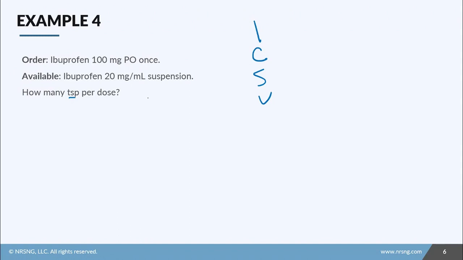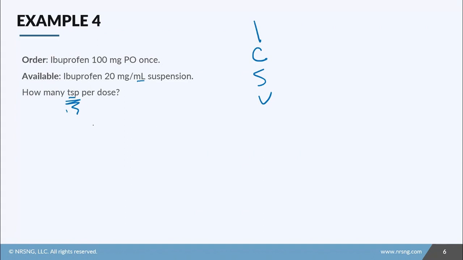We're identifying, well, what are we looking for? We're looking for teaspoons. Do we have teaspoons? No, we have milliliters. All right. In this case, it may be easier to find your milliliters and then convert, but you can do it either way you want. I'm actually going to convert after I solve.